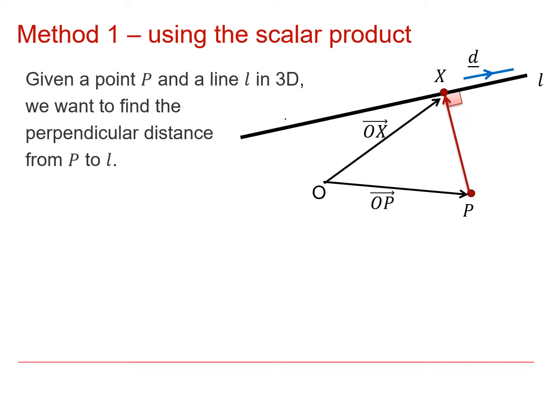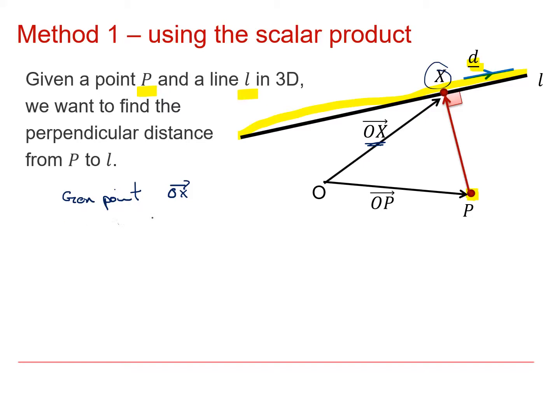And let's have a look at those in a bit more detail. So the first method is using the scalar product. So if we've got a point P, that's this point here, and a line L, that's this line here, that's its direction vector, we want to find the perpendicular distance from P to L. We start out by identifying a general point, X, and establishing its position vector, OX. So this is the thing that we're interested in.